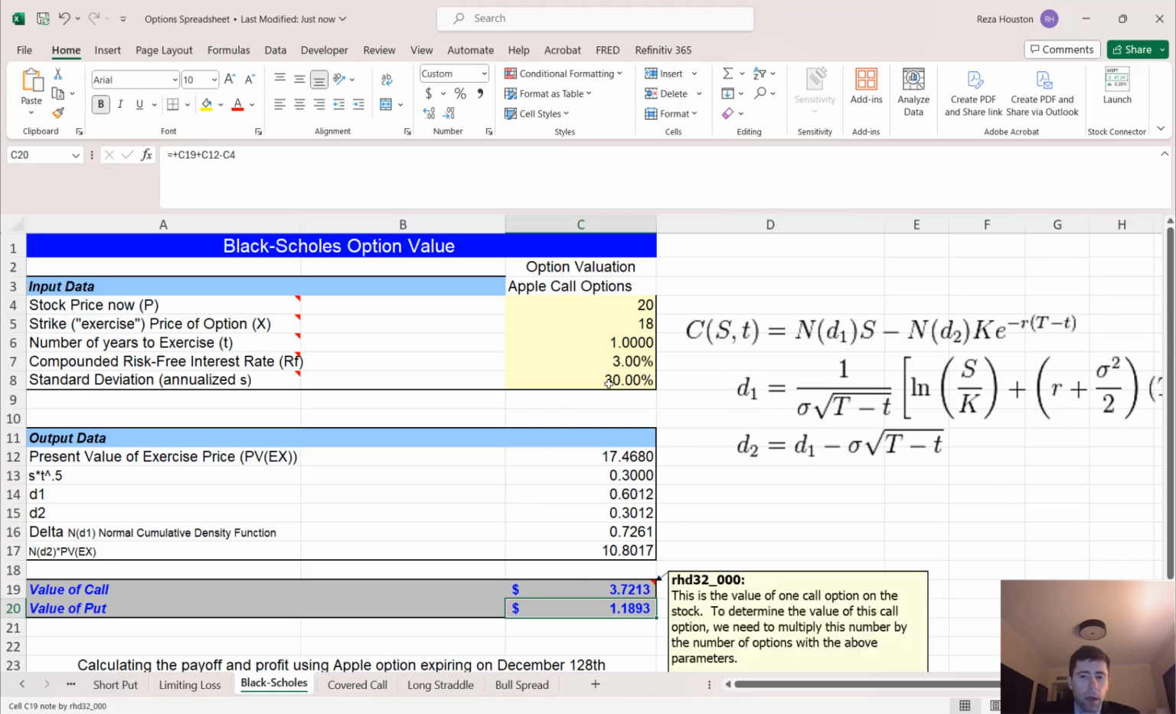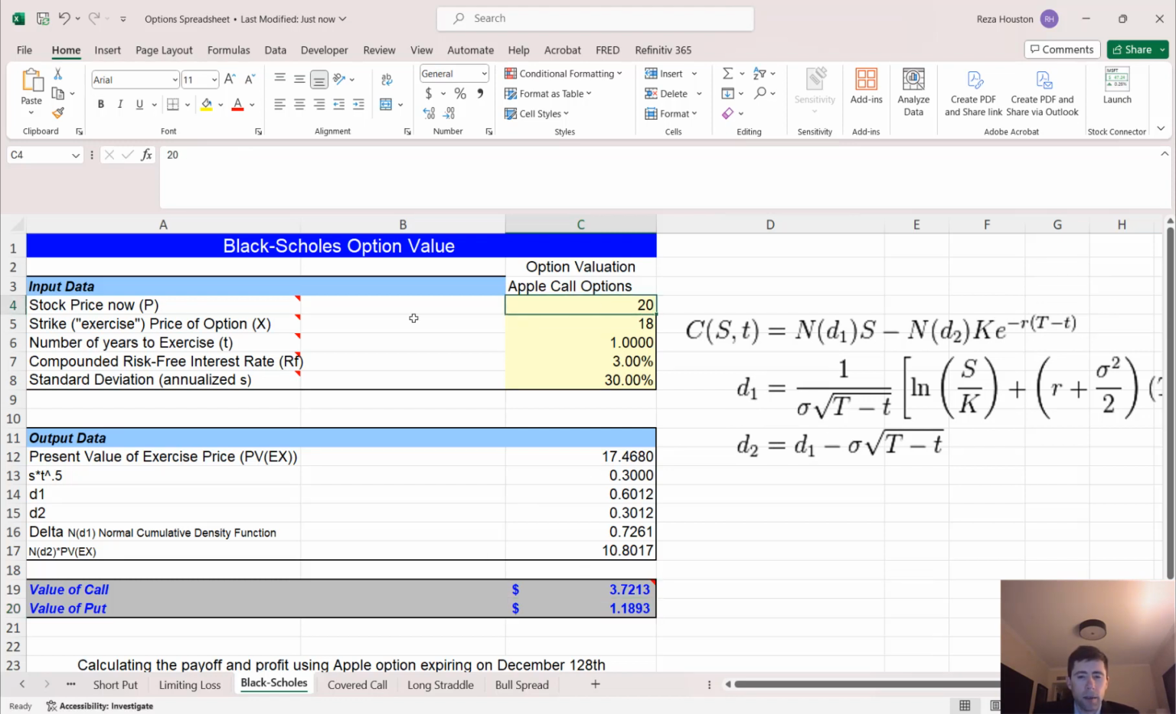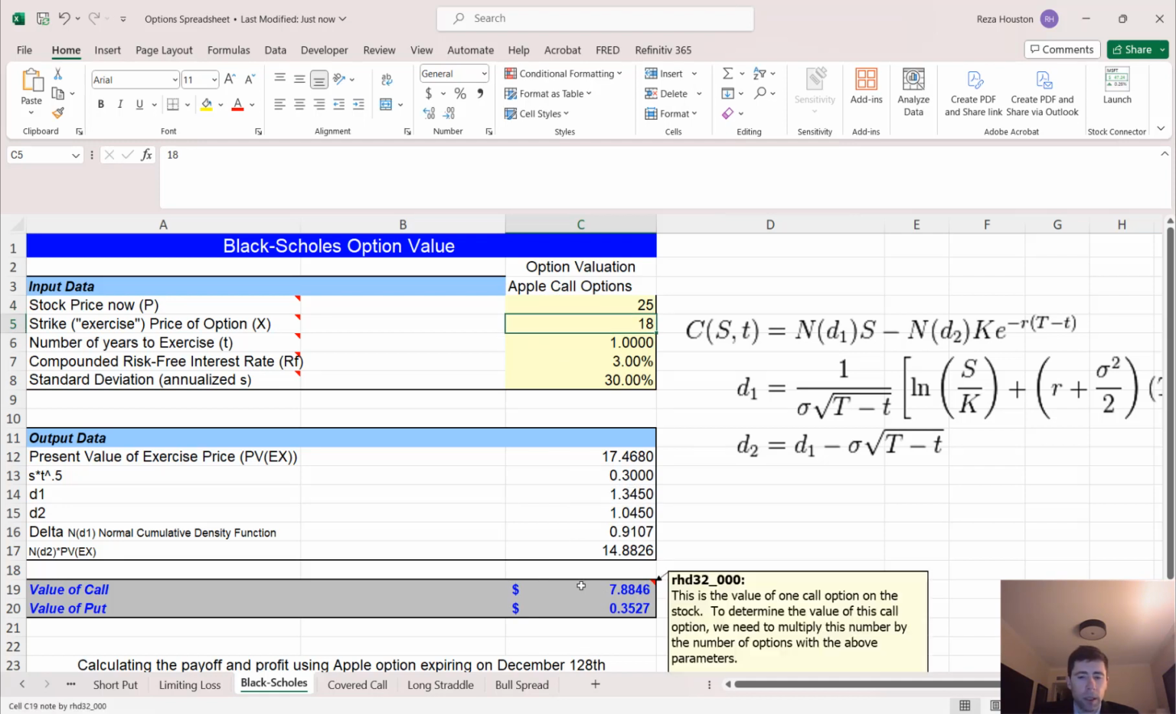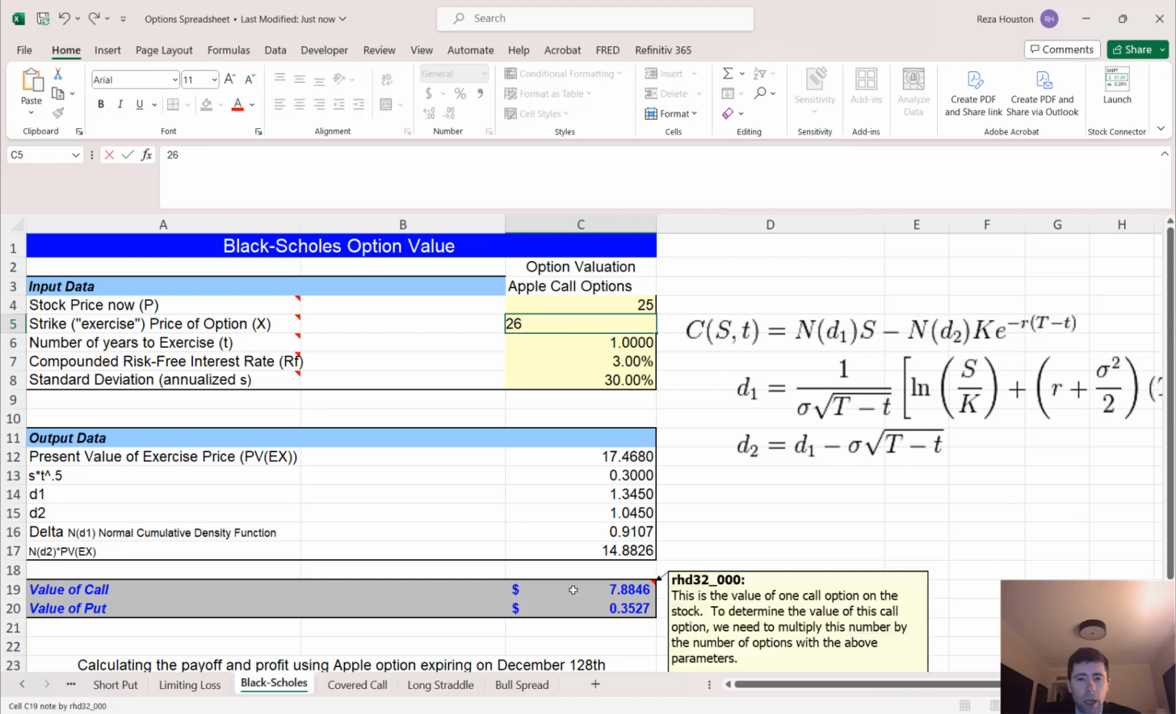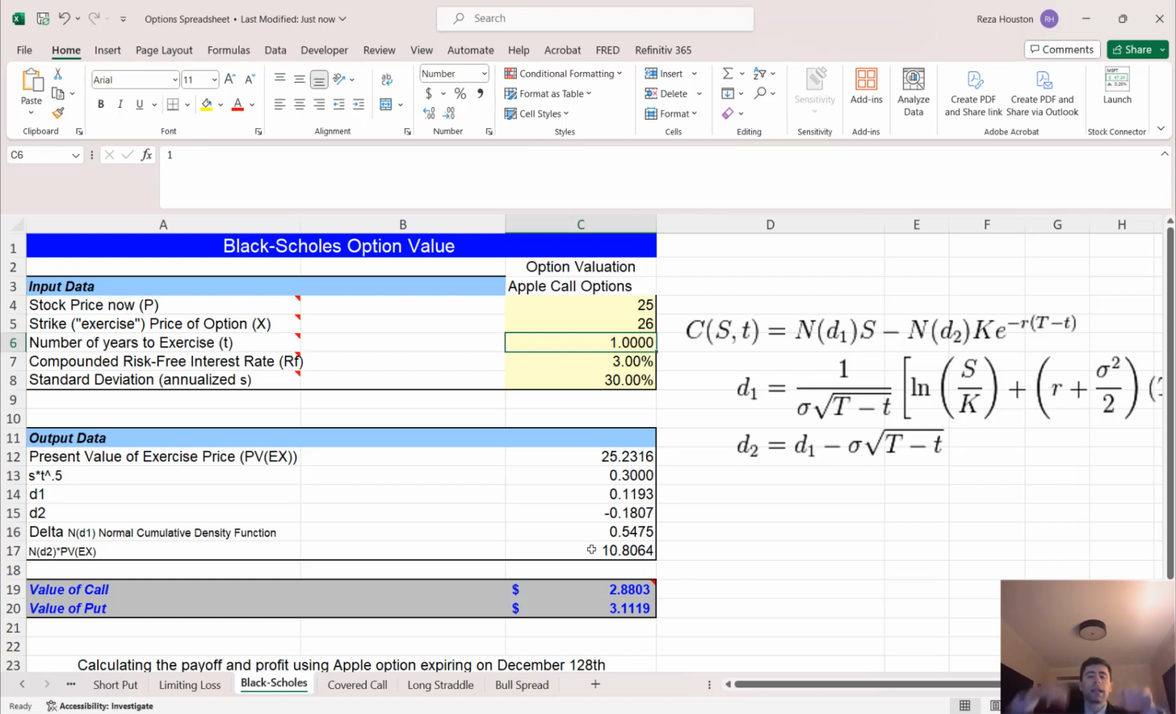So there we go. The higher the stock price is, watch what happens to the value of the call as I go from 20 to 25. I went from about $3.70 to about $7.88. Now, the other relationships that I just mentioned are exactly as I mentioned. So if our strike price increases from 18 to 26, watch what happens to the value of the call option. It falls from 7.88 to 2.88 because now we're less likely to be in the money at expiration.